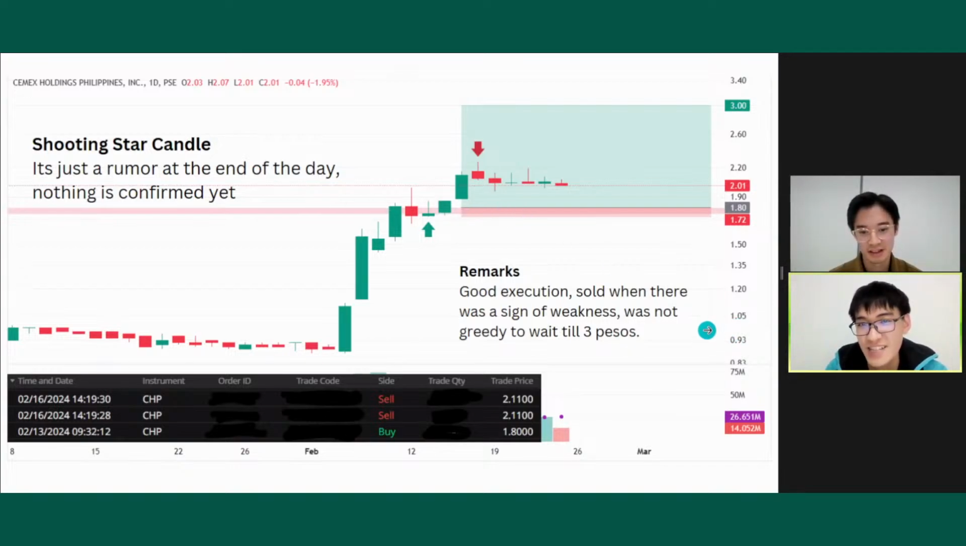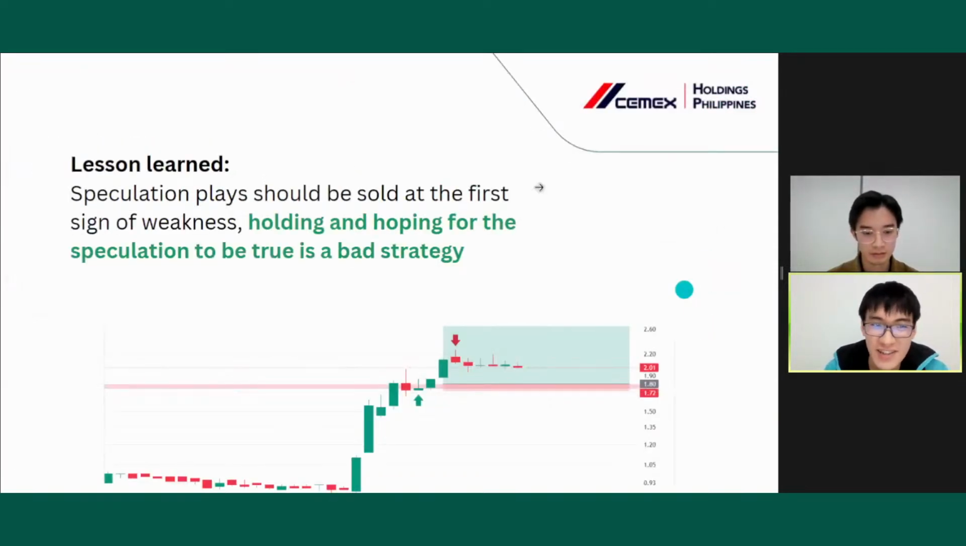And as you can see, the current price, I think it's below 2 pesos now. So we did the right call, right? So lesson learned, speculation plays should be sold at the first sign of weakness. Holding and hoping for the speculation to be true is a bad strategy.